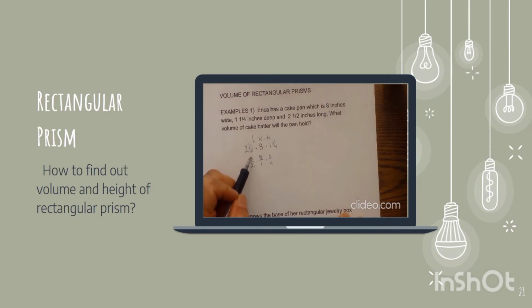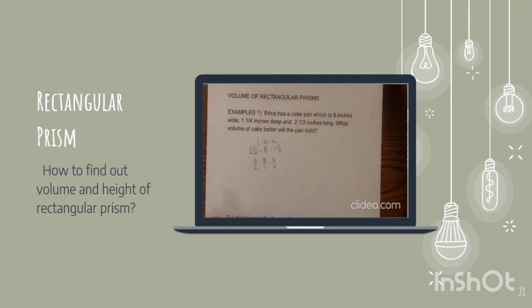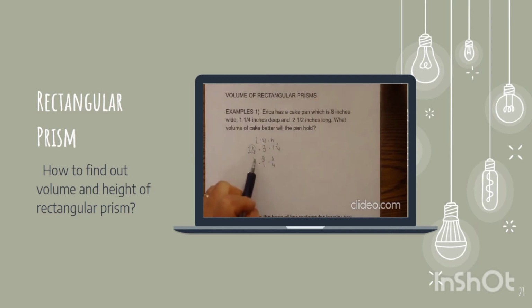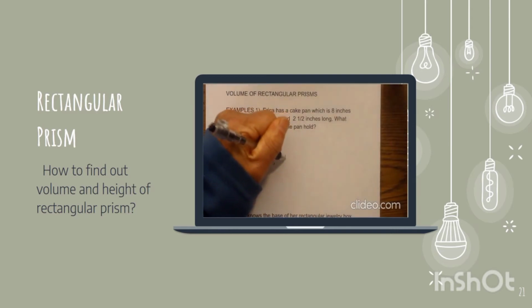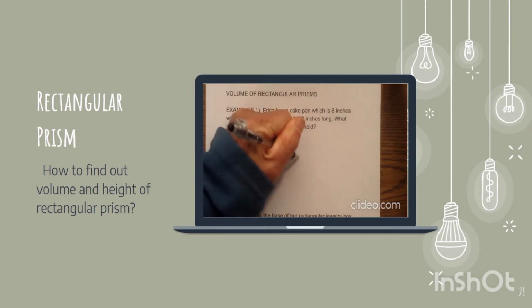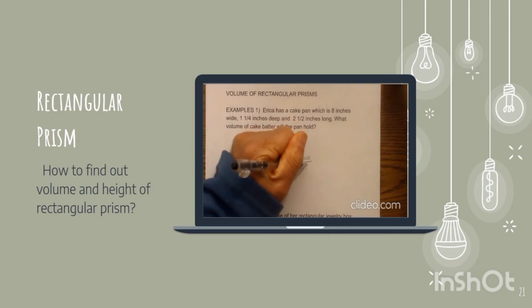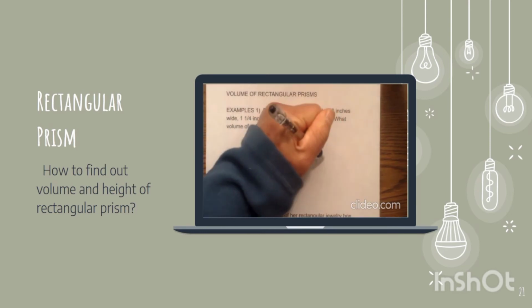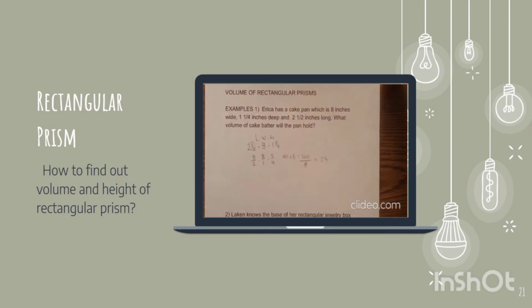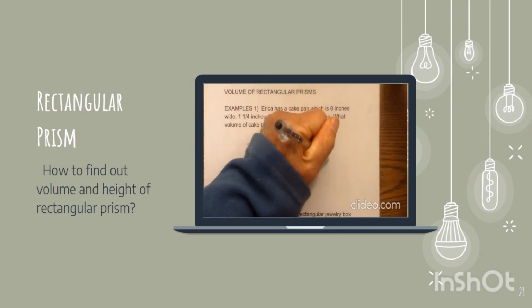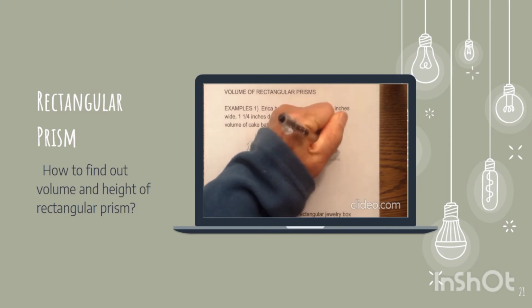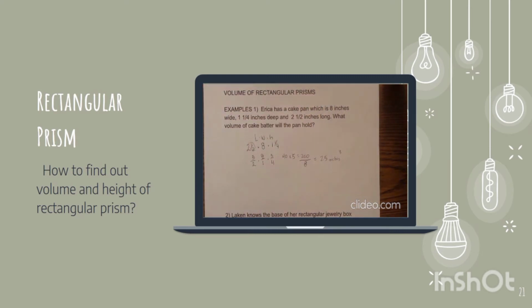Okay? So now I just multiply straight across. Sorry about that, 5 times 8 is 40. And then 40 times 5 is 200. And that will be over 2 times 1 is 2, 2 times 4 is 8. And 200 divided by 8 is 25. Okay, so we are not complete yet. It is inches cubed, because remember, volume is cubed.